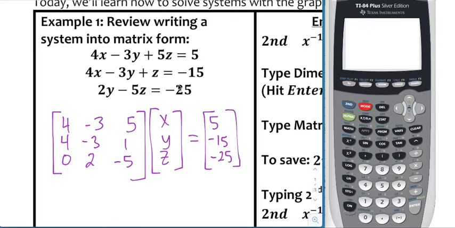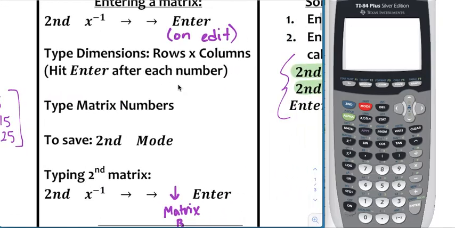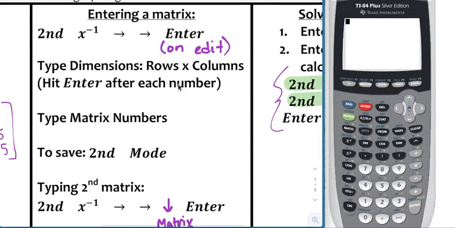So this is how I would write a system into matrix form. So we're going to show you guys how to solve these today. So I'm going to walk you through a few things here. When I'm entering a matrix, the first thing I'm going to do is go second. So look at the calculator. I'm going to press second, and then x to the negative first. Well, if you look, x to the negative first, in blue it says matrix above it.